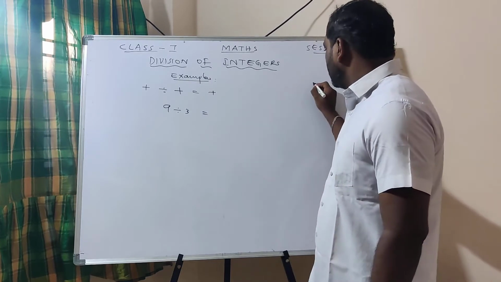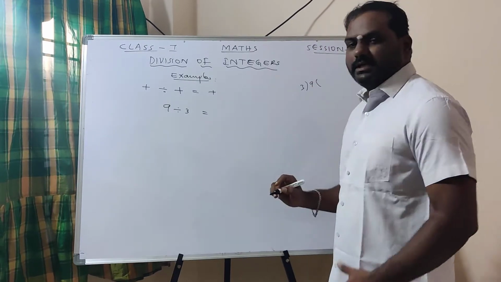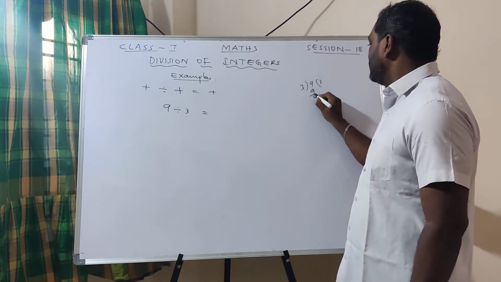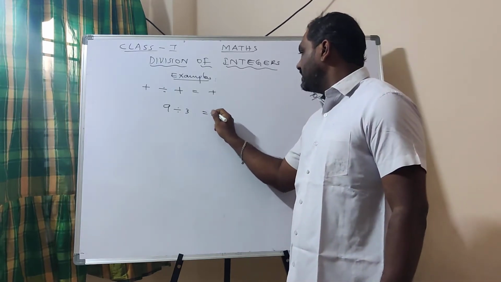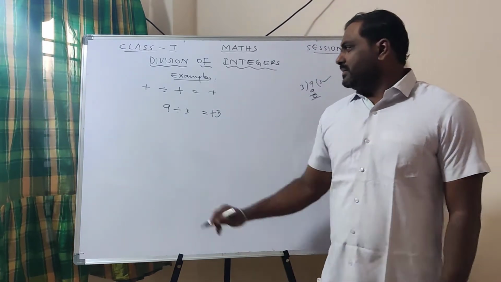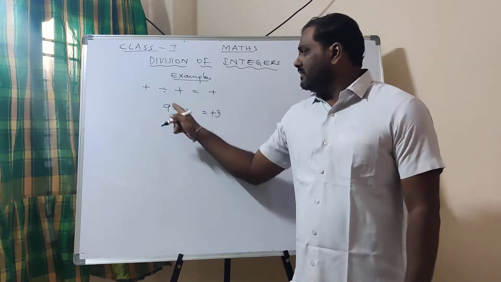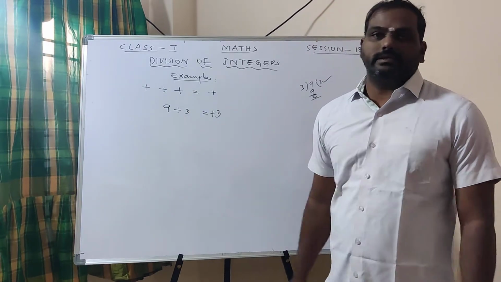What you have to do is the regular division. 3 1s are 3, 3 2s are 6, 3 3s are 9. So the answer is 3, and the symbol you have to write is positive, plus 3, because 9 is a positive integer and 3 is a positive integer. When a positive integer is divided by another positive integer, you will get a positive integer.